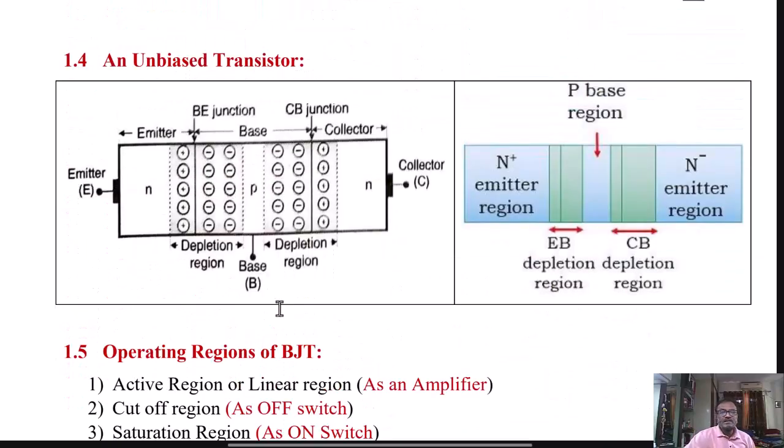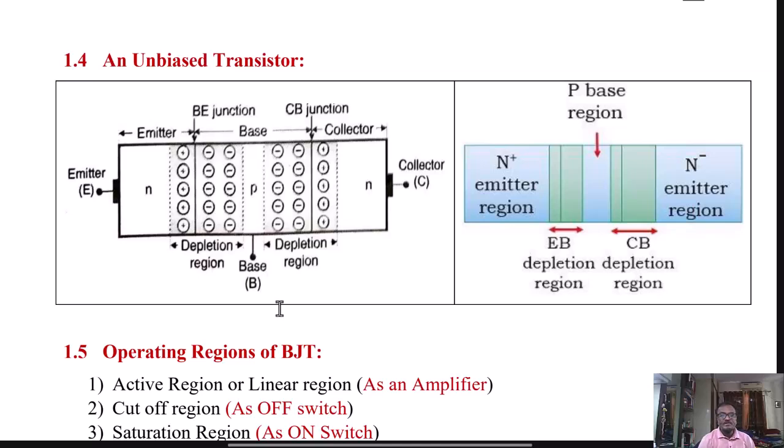Let us see the operational aspect of the bipolar junction transistor. Let us consider the transistor under the unbiased condition. That means no external voltage is applied. As we know from the construction, there are two PN junctions.